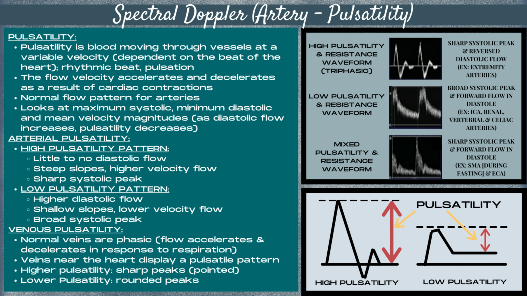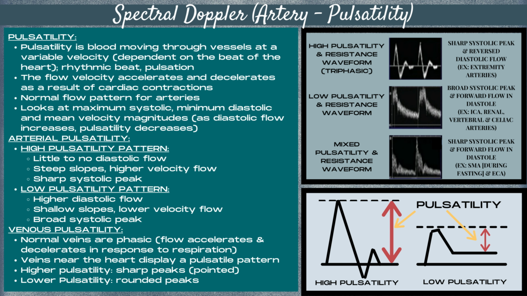So when looking at waveforms, an arterial waveform with a high pulsatility pattern is going to have little to no diastolic flow. It's going to have steep slopes, higher velocity flow, and sharper systolic peaks. While an arterial waveform with a low pulsatility pattern is going to have higher diastolic flow, shallower slopes, lower velocity flow, and broad systolic peaks.